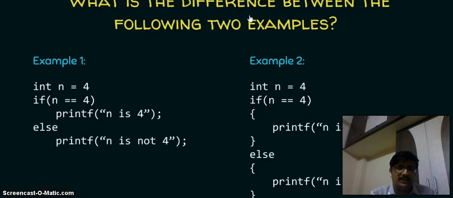Now let us consider one more question. What is the difference between the following two examples? In this example, we are checking whether n is equal to 4 or not, and here also we are checking whether n is equal to 4 or not. Both mean the same. If we talk about the differences, then there is no difference between the two examples. So please note down that there is no difference. Here we are putting the curly braces, and here we are not putting the curly braces.